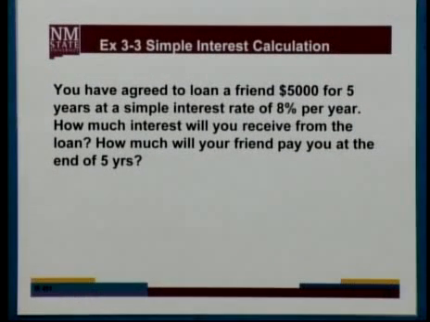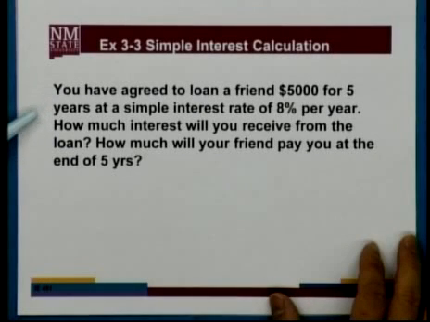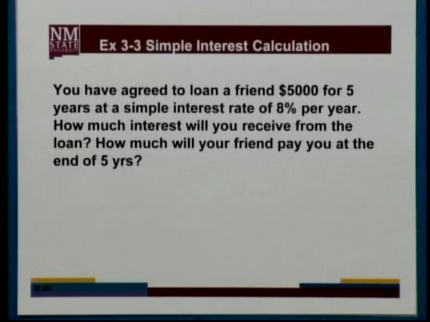So let's take a very simple example from our text, which is example 3-3 for the simple interest calculation. So you have agreed to loan a friend $5,000 for 5 years at a simple interest rate of 8% per year. Then how much interest will you receive from the loan? And how much will your friend pay you at the end of 5 years?